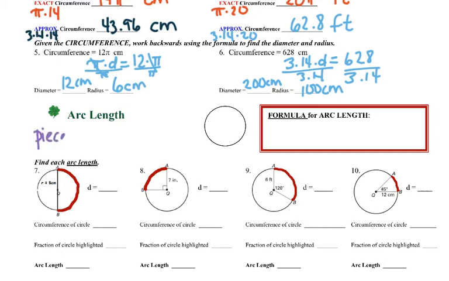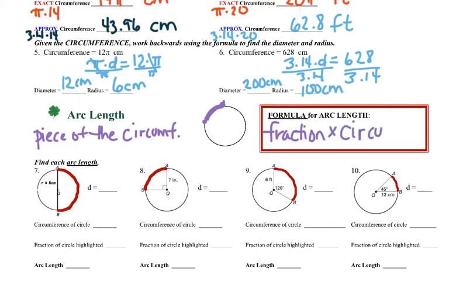Arc length is a piece of the circumference. I'm just going to abbreviate that. A piece of the circumference, or I say a slice of pizza crust. It's just going to be one section of the circumference. Maybe that's a better way to say it, section of the circumference. And what we're going to do is do a fraction, I'll show you what we mean by fraction, times the circumference. So the fraction is going to be the part of the circle that's highlighted. But first, let's get the circumference.